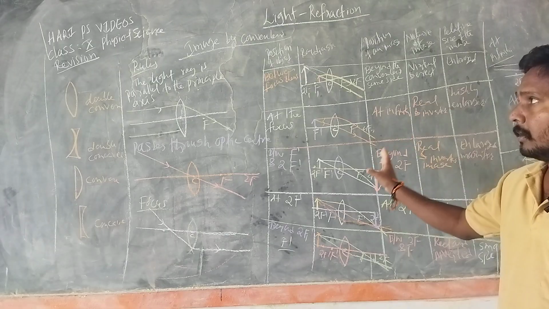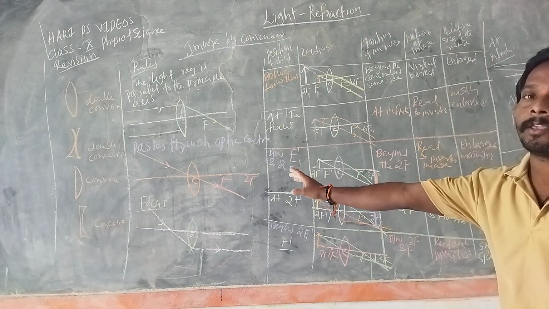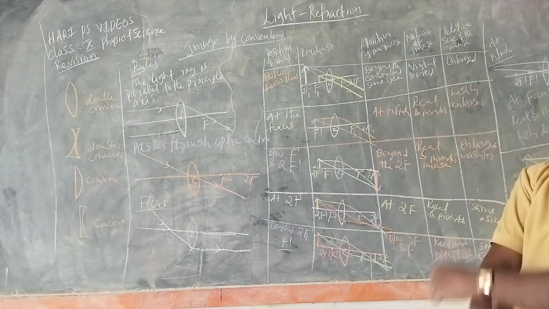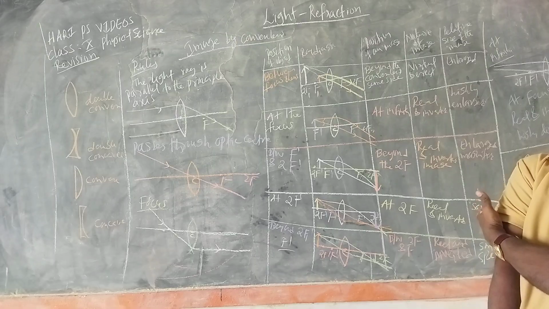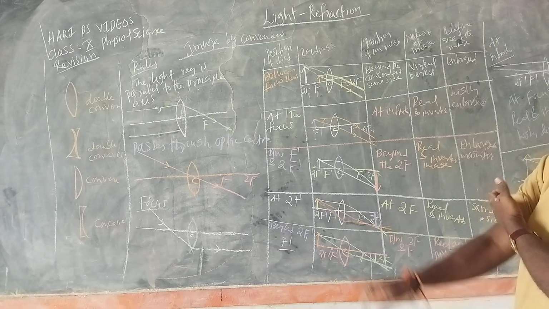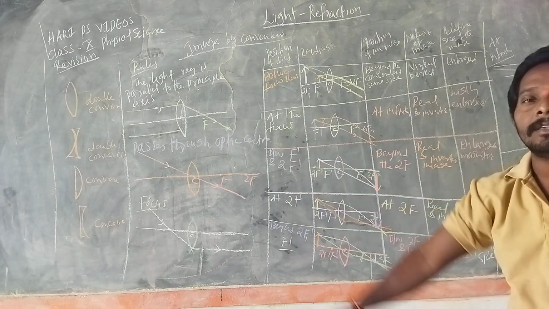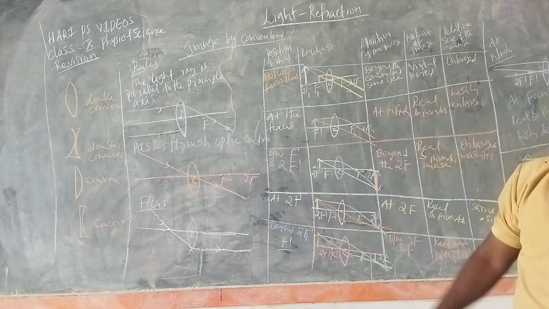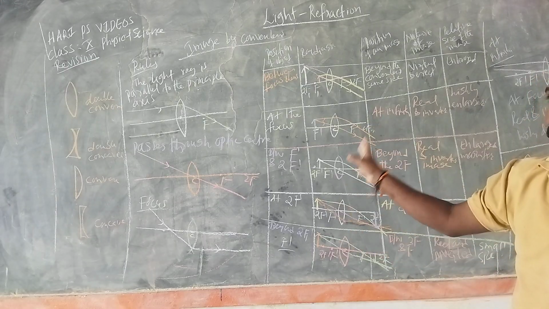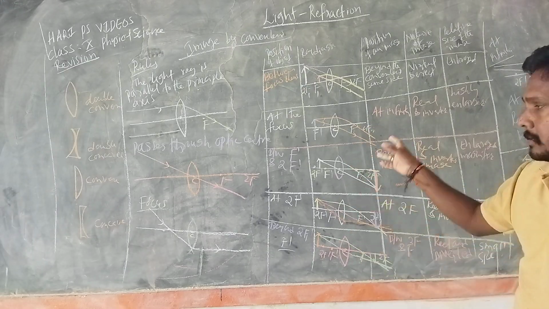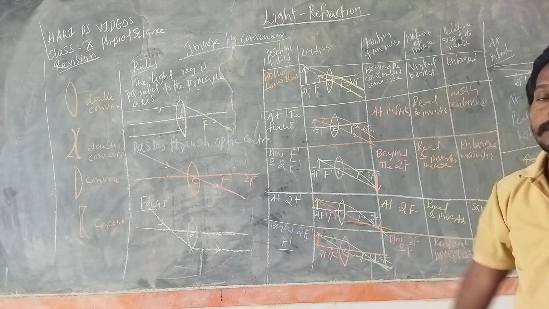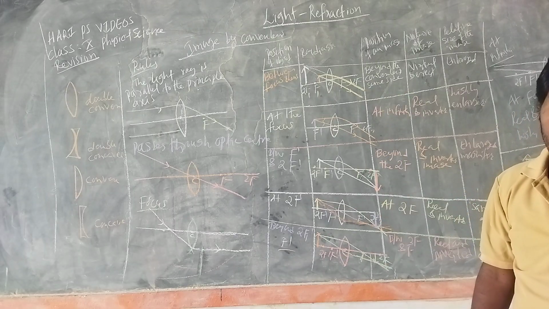So learn image formed by a concave mirror and image formed by a convex lens simultaneously. If you understand one, the remaining is easy to understand. In this way you have to practice and understand image formed by lenses.